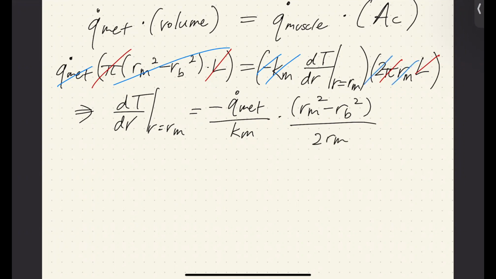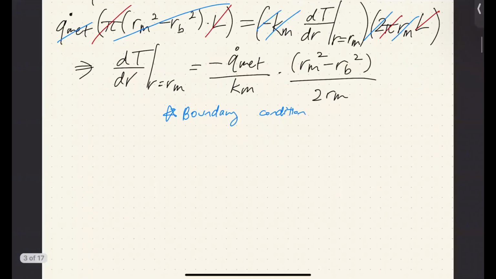Great. So this is yet another boundary condition, right? This is a boundary condition of dT/dr at rm, okay? Let's keep this in mind. We just derived the boundary condition of dT/dr at the end of the muscle, at radius rm. And we can use this later, and I'll show you some options on what you can do for this problem, okay? So now what? We just spent a lot of time looking at our boundary conditions.